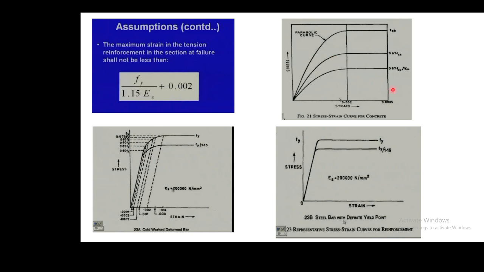As you can see, for the steel we divide by 1.15, but for the concrete we divide by 1.5. We already discussed that in the last class. Because of the heterogeneity of the concrete material, we have a higher factor of safety for the concrete.